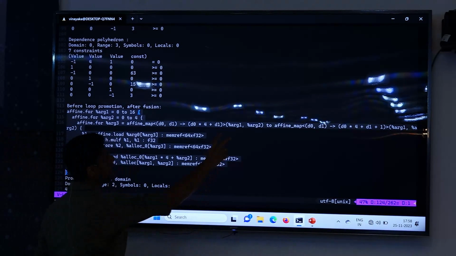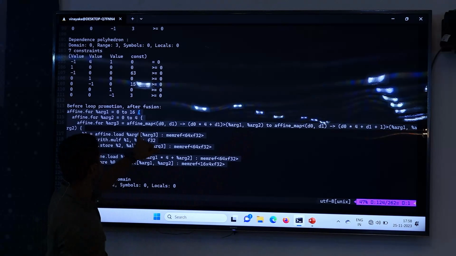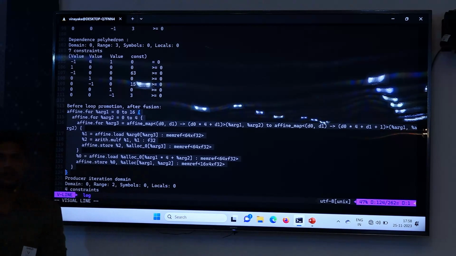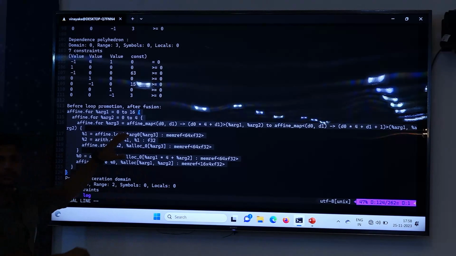Yes, so it is basically saying how arg1, arg2 should be combined so that you get arg3 here. So the affine map essentially shows the conversion between two different affine spaces. Yes. The first affine space is the one in the second loop, and the second affine space is the one inside. Yes. This was a destination iteration space, that was a source, and there is a mapping between them.